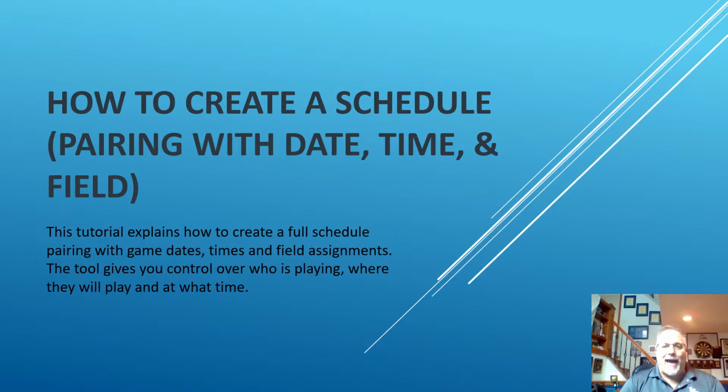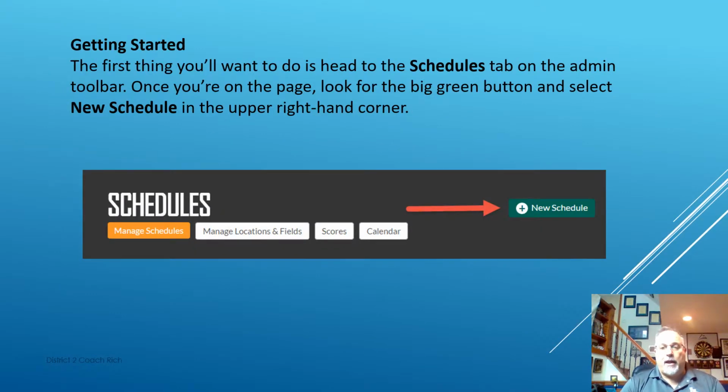Today's segment is how to create a schedule. What you're going to do with this is also field availability, pairing with times, and all that good stuff. This is going to give you control over who's playing where, what field, what time, etc. Now, let's get started.